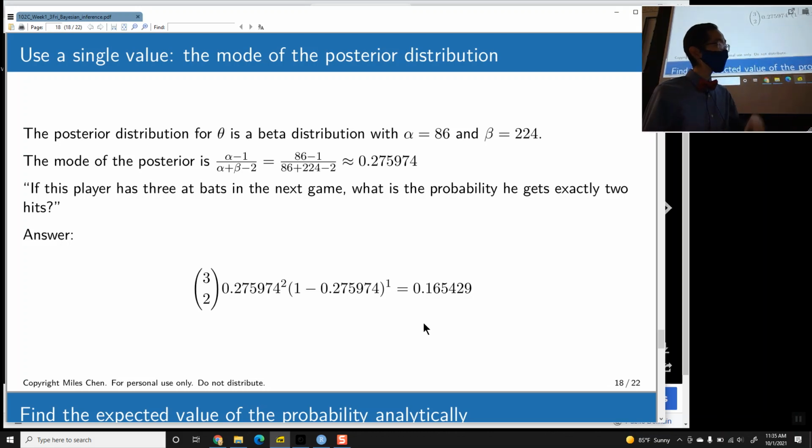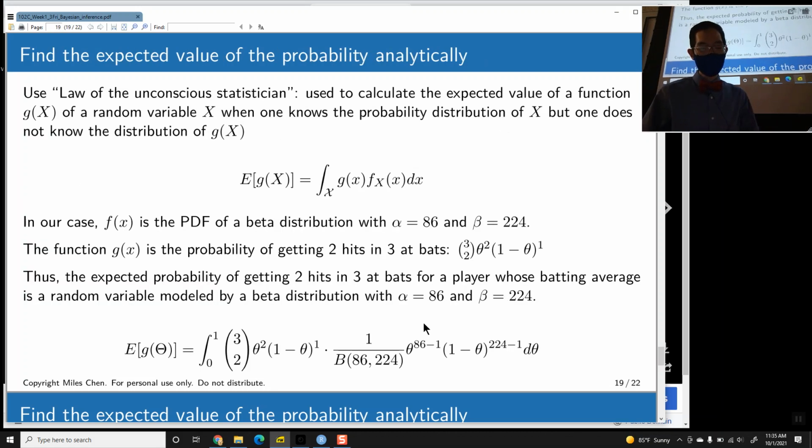All right, the next slide, this one's the monster. Oh wait, no, not this one. This one's the monster, okay? Here, we're going to basically apply the law of the unconscious statistician. Let's calculate the expected value of some function applied to a random variable, right? So we have the function g applied to the random variable x. The function here is 3 choose 2, theta to the second power, 1 minus theta to the first power, okay? And our random variable in our case is theta, and it's got this probability distribution.